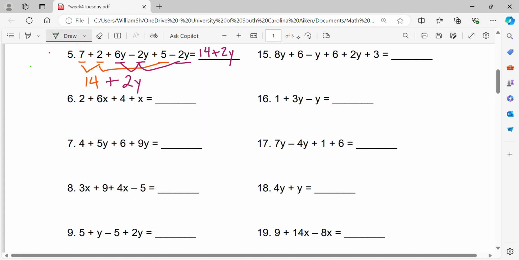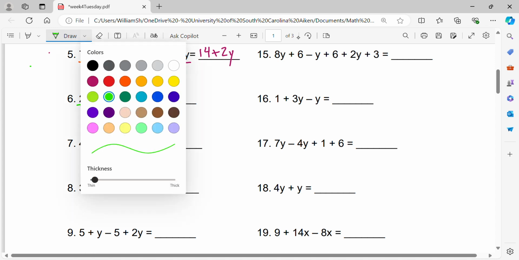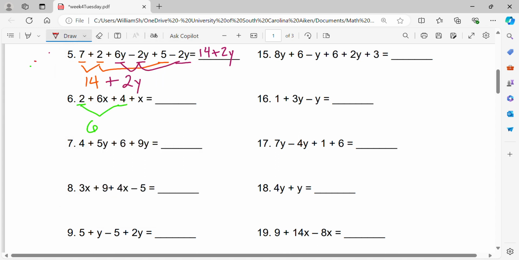Number 6 says 2 plus 6x plus 4 plus x. I'm going to combine the constants of 2 and 4. This should give me a 6. Then I'm going to combine the terms 6x and x. This should give me 7x. So I have 6 plus 7x. And that is the simplification.